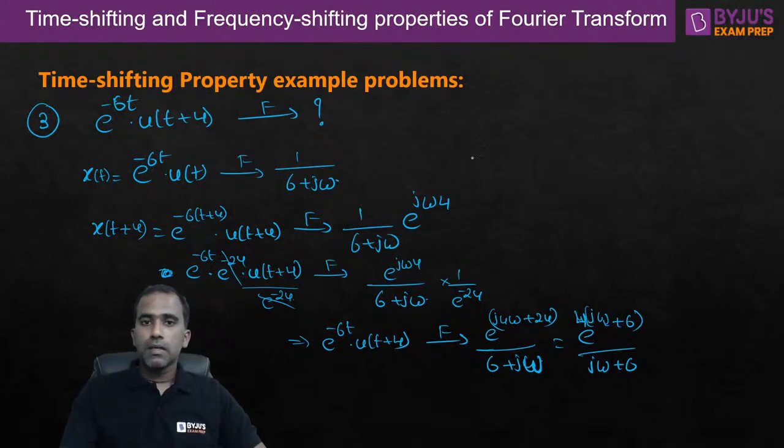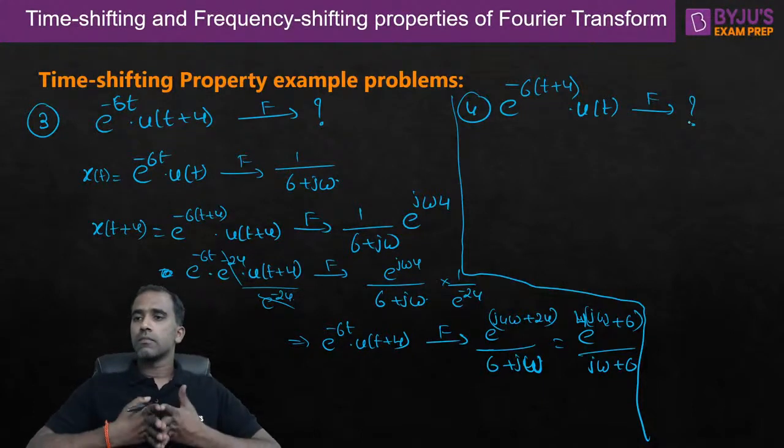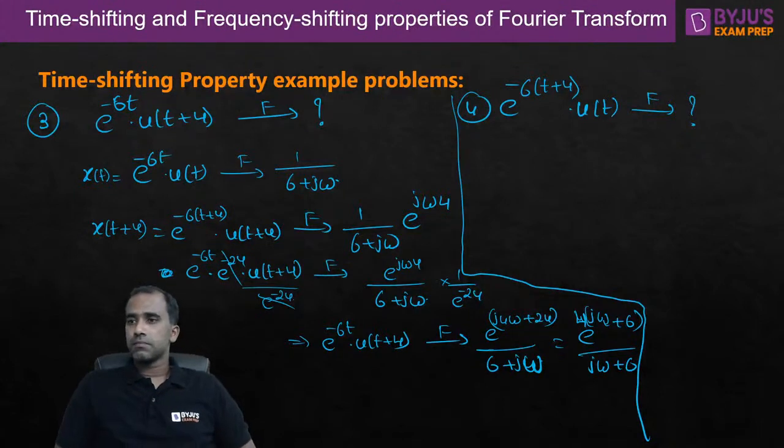Okay, right. One more question I'll give you. E power minus 6 into t plus 4 into u of t. How about the Fourier transform for this one? Come on, make it fast.